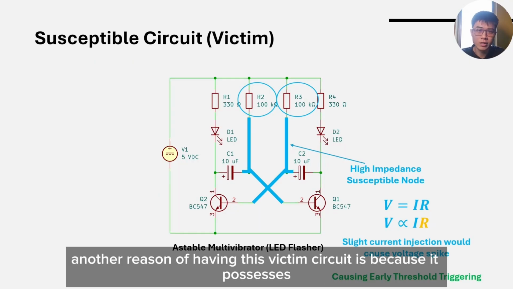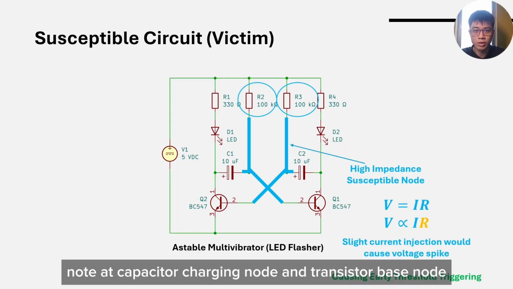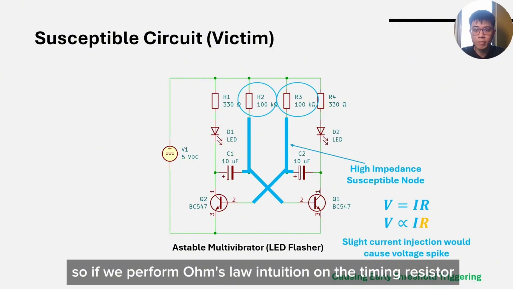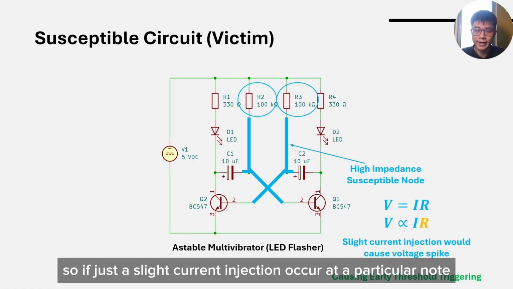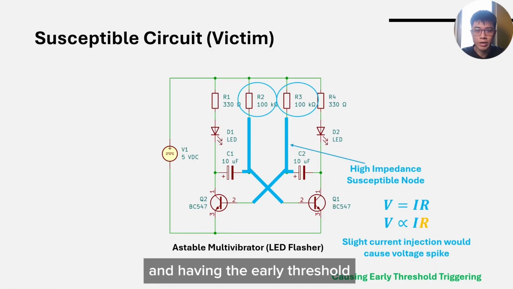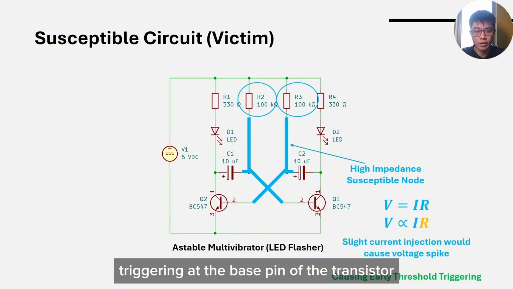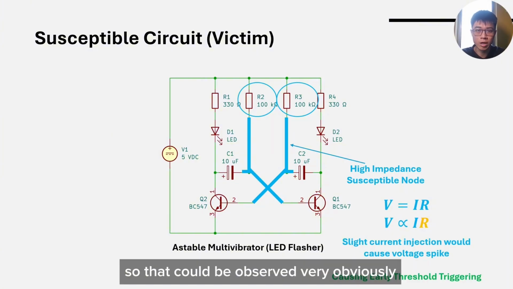Another reason for having this victim circuit is that it possesses high impedance susceptible nodes at the capacitor charging node and the transistor base node. If we apply Ohm's law to the timing resistor, we can see that the component behaves as a multiplier to the current element. So with just a slight current injection at a particular node, it will cause a voltage spike in the circuit and trigger the threshold at the base pin of the transistor. That would cause abnormal timing in the flasher circuit, which could be observed very obviously.